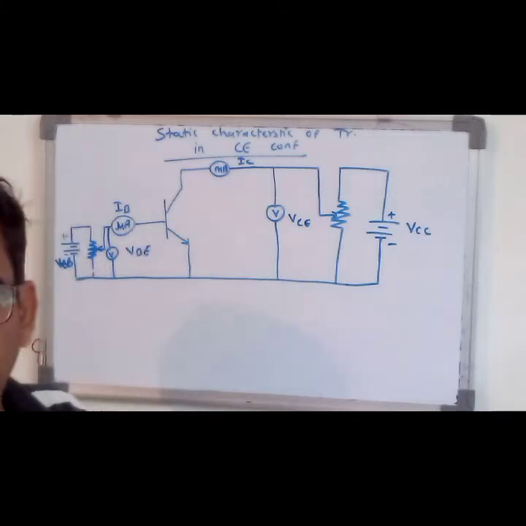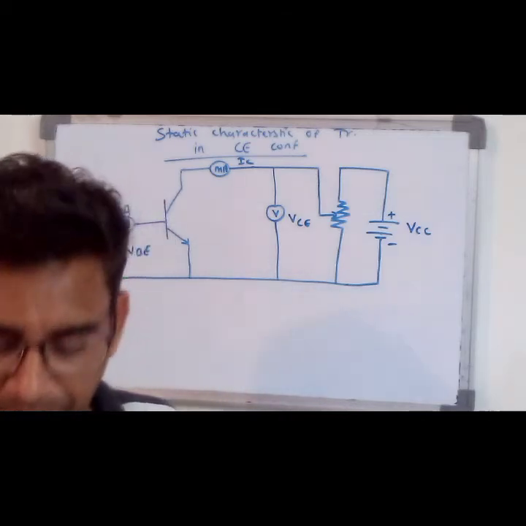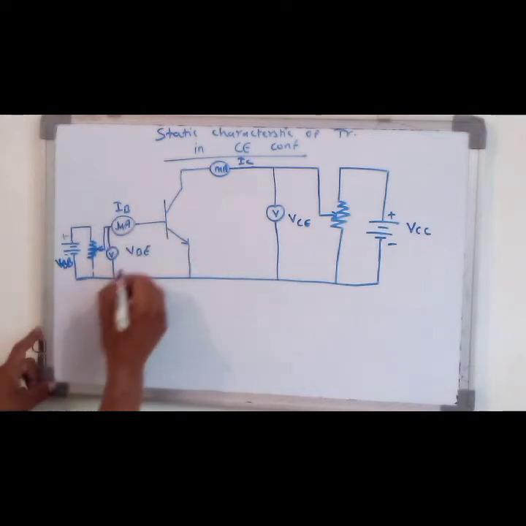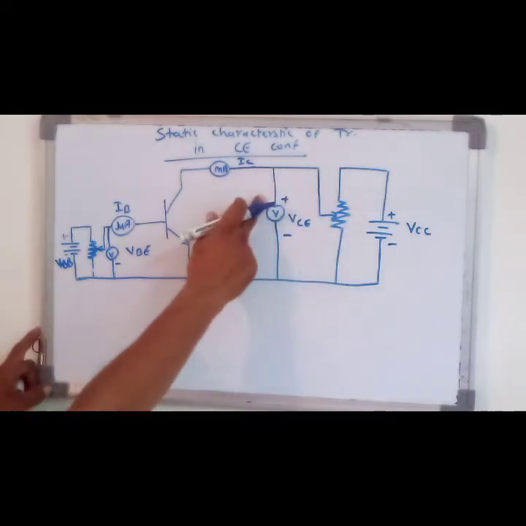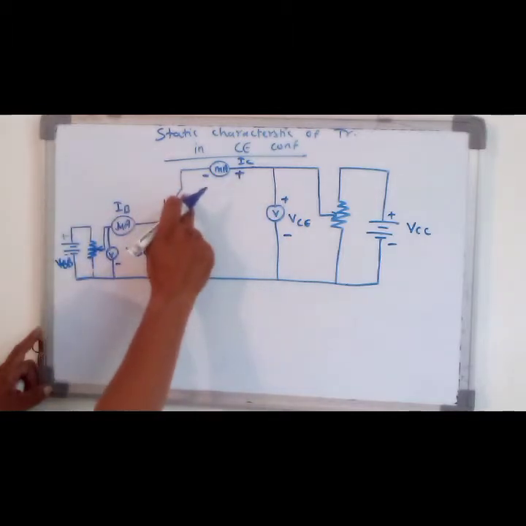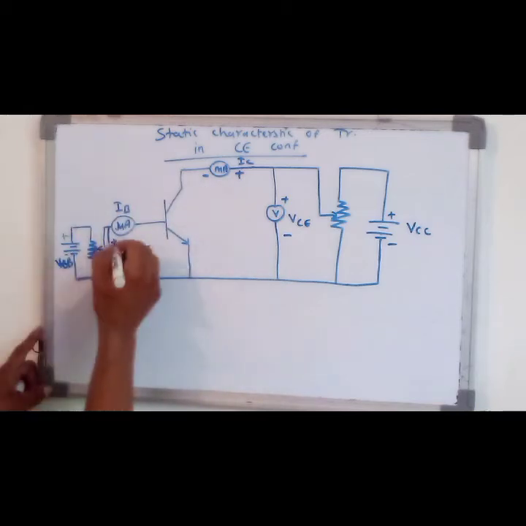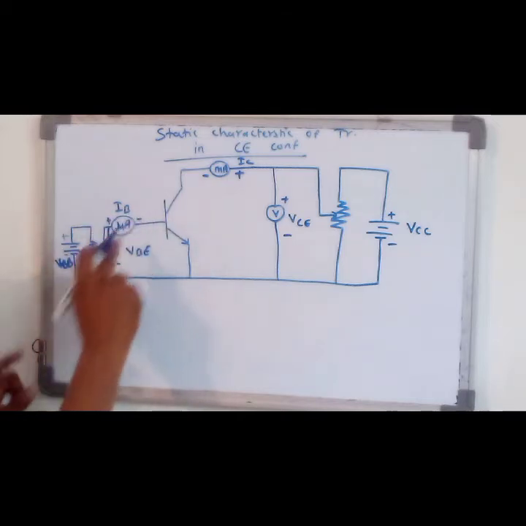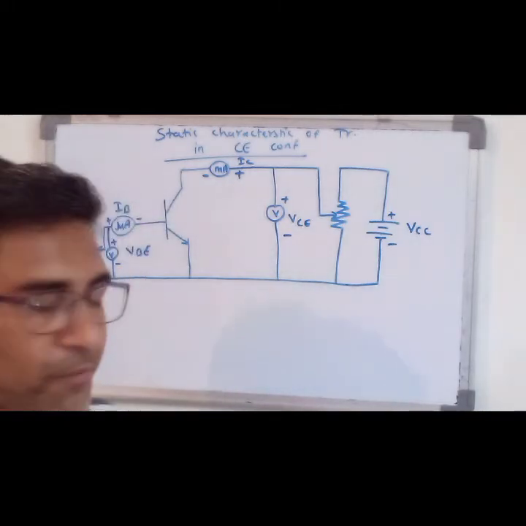Now we will put positive and negative markings for identification and for your connections. Here this part is negative, and here also it is negative. The positive is connected to the milliammeter's positive terminal, and the negative terminal is connected to the collector of the transistor. The other positive is connected to the microammeter's positive, and the negative is connected to the base of the transistor. In this way we mark the positive and the negative.